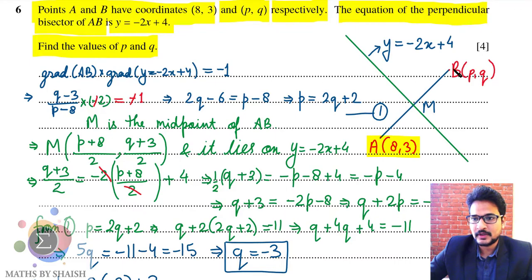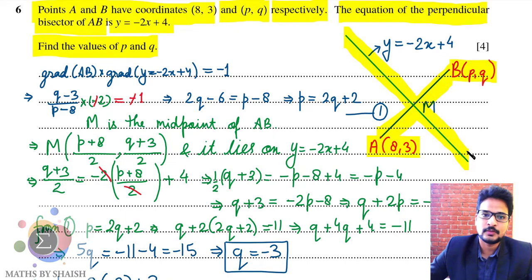A is this, B is, let's say, this point, and M, the midpoint, is where the perpendicular bisector will pass through, and this is the equation of the perpendicular bisector. We know the gradient of the line AB and the gradient of the perpendicular bisector have to be negative reciprocals of each other, or we can say if we multiply the gradient of AB and the gradient of this line, it has to be minus 1. The gradient of AB we can find by (y2 minus y1) upon (x2 minus x1), that is (q minus 3) upon (p minus 8), times the gradient of this line, which is minus 2 since it is already in the form y equals mx plus c.